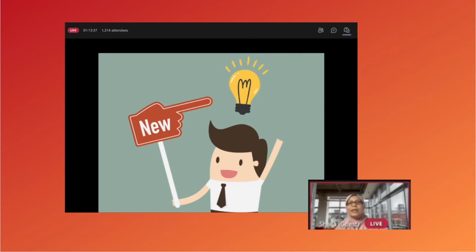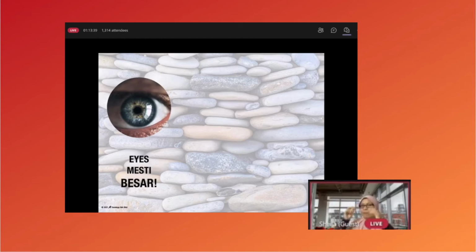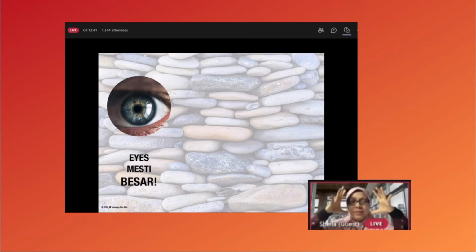Okay, first one is, tengoklah ni. Ais mesti besar. Some people ask me, Kak Sheila, how to do this? First of all, building rapport is all about scanning. You want to talk about something, correct? You want to connect with the customer, correct? But you don't know what to talk. First, when I say ais mesti besar, it is for you to screen.